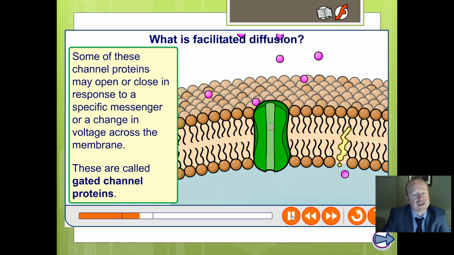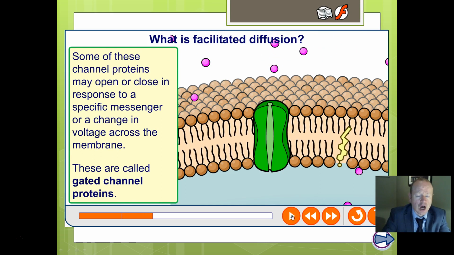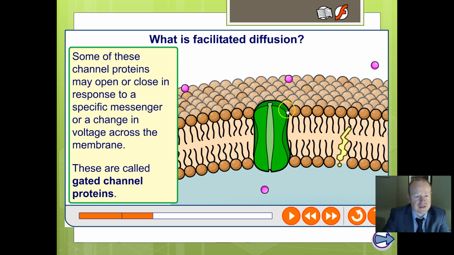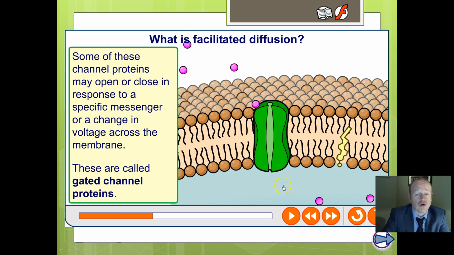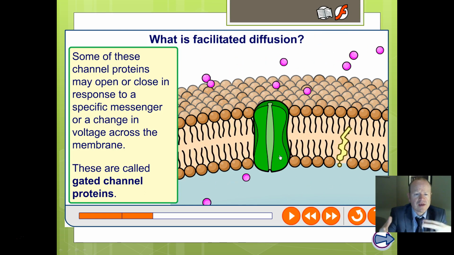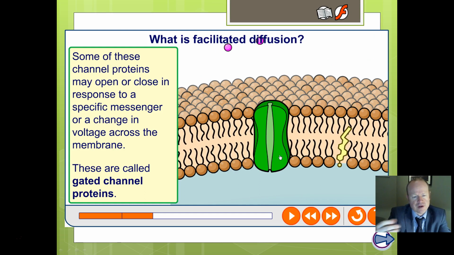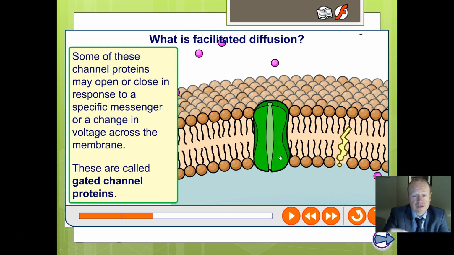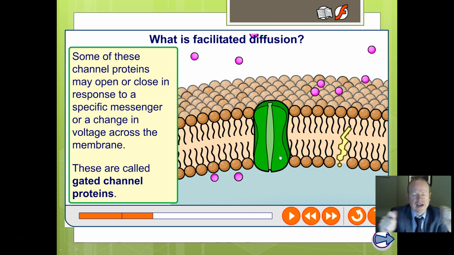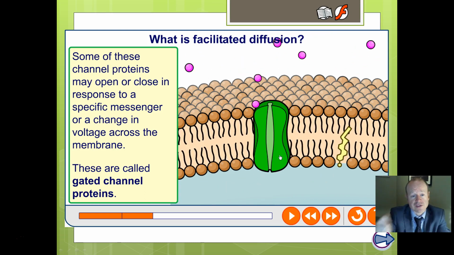You can have what we call gated channels, which open and close depending on the binding of a particular receptor to it, for example, or if there's a change in voltage. Think of nerves, for example. This is a particular way in which this process can work. Diffusion can happen in nerves only when certain channels are open, and it helps to build up a concentration of charge.